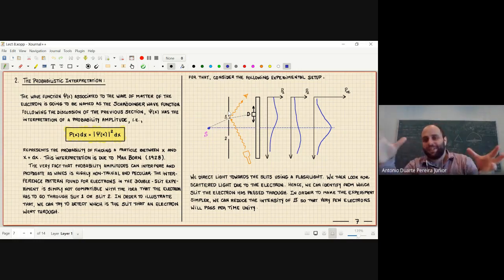So it's really a conspiracy that does not allow you to say if the electrons came from slit 1 or 2, and at the same time have the wave interference pattern. So it's really a very non-trivial and very counterintuitive effect.